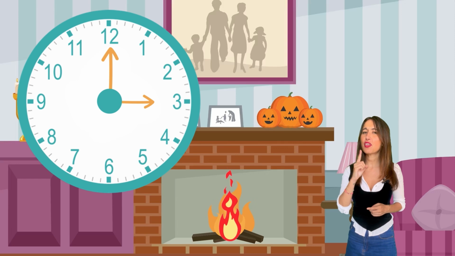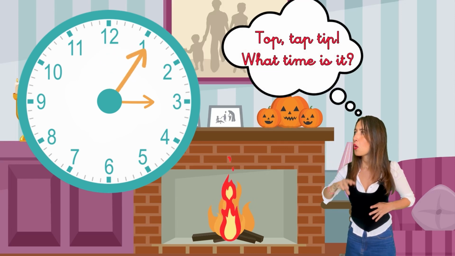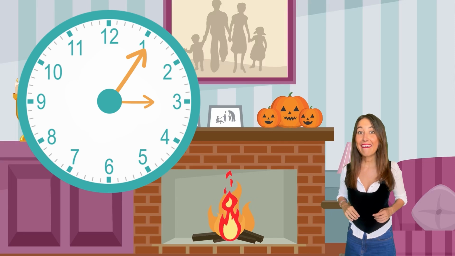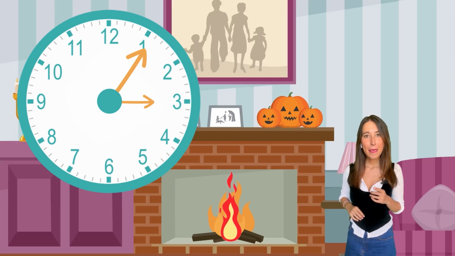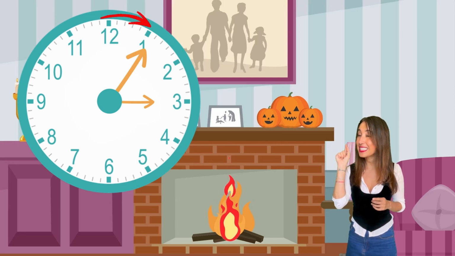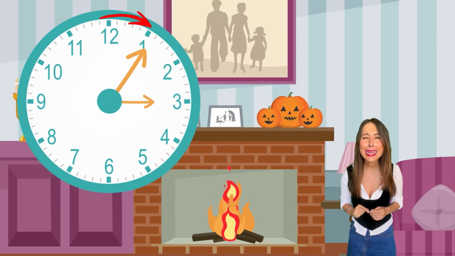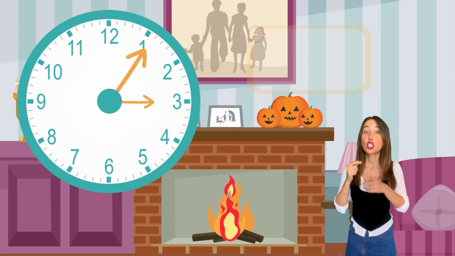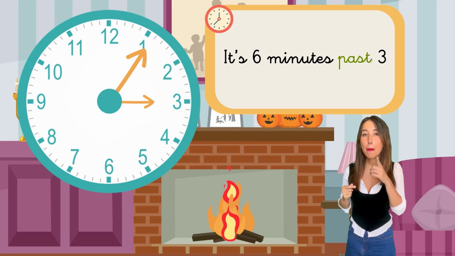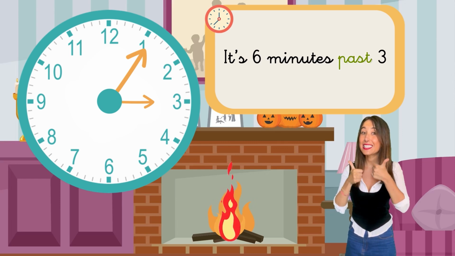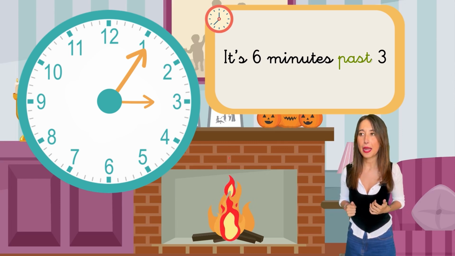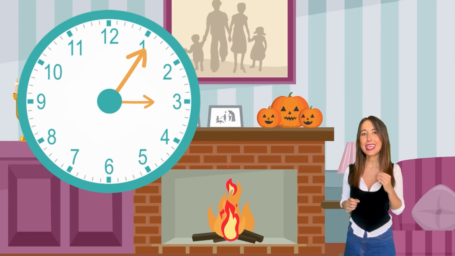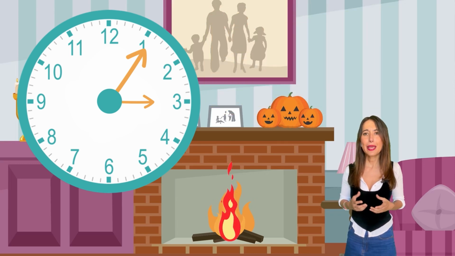But what if the longest arrow starts moving? Top, tap, tip, what time is it? Remember? We have to count the tiny stripes. And how many can you see? 1, 2, 3, 4, 5, 6. So it's 6 minutes past 3. 6 minutes past 3. But sometimes it gets a little bit harder because other options come out.